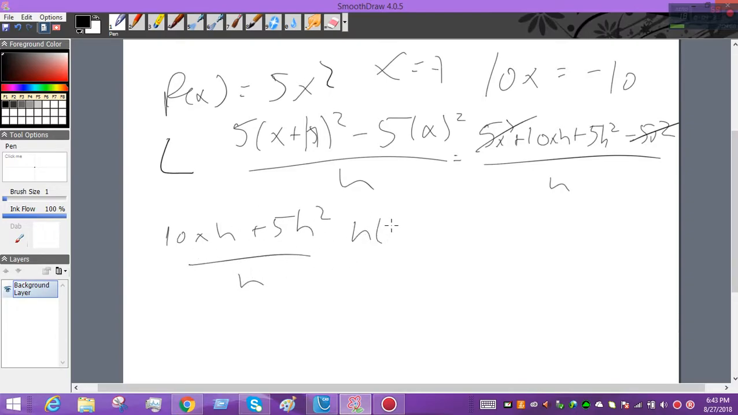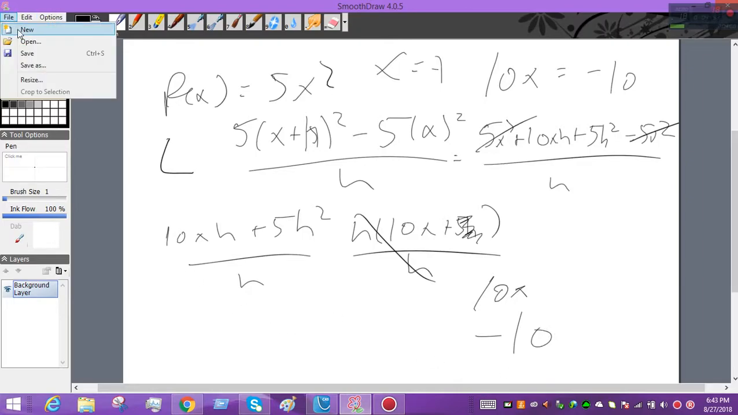Get h times 10x plus 5h, all of that over h. The h's cancel out. Since h is approaching 0, and 0 times anything is 0, that simply cancels out, and we get 10x. Plug in a -1 for that, you get -10. It's pretty simple, pretty snazzy.